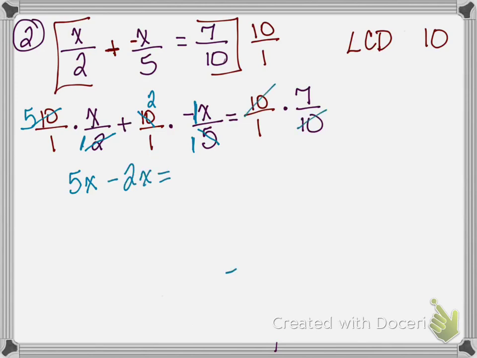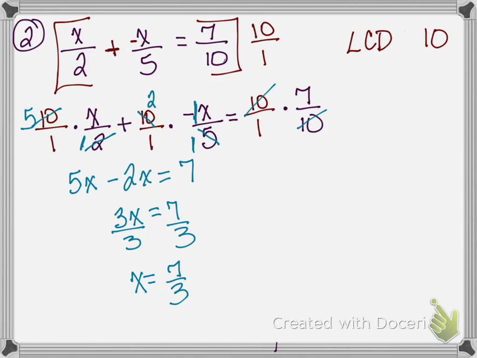Then here we're like, whoo-hoo, I got rid of all my denominators. Now, 5x minus 2x equals 7. That's a whole lot easier to solve than x over 2 plus negative x over 5 equals 7 over 10. It's a lot easier to solve. 5x and negative 2x give me 3x. Okay. Divide both sides by 3. My x value is 7 over 3. So that is my final answer, 7 over 3.